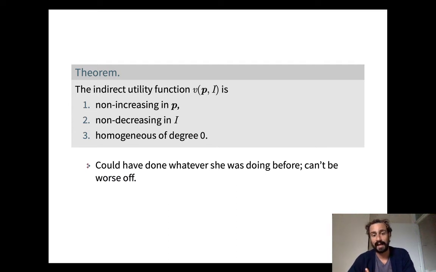It's non-decreasing in I, which means when I increase income, I can't be worse off. I have to do at least as well as I did before. Maybe I stay the same, but I certainly can't do any worse, right?